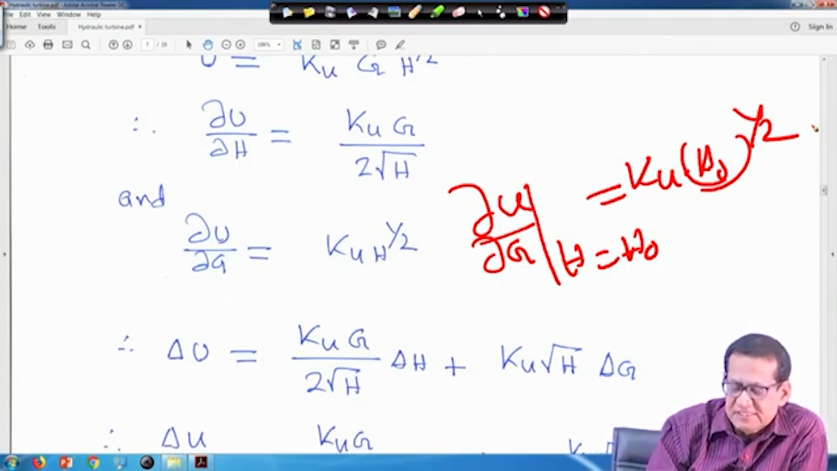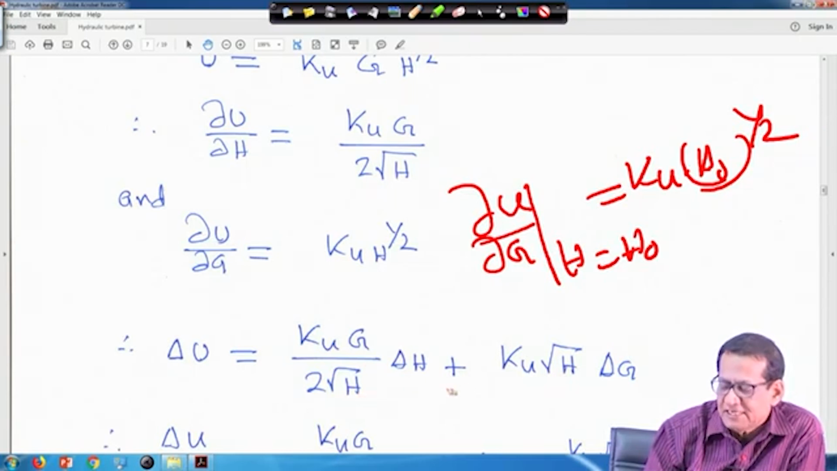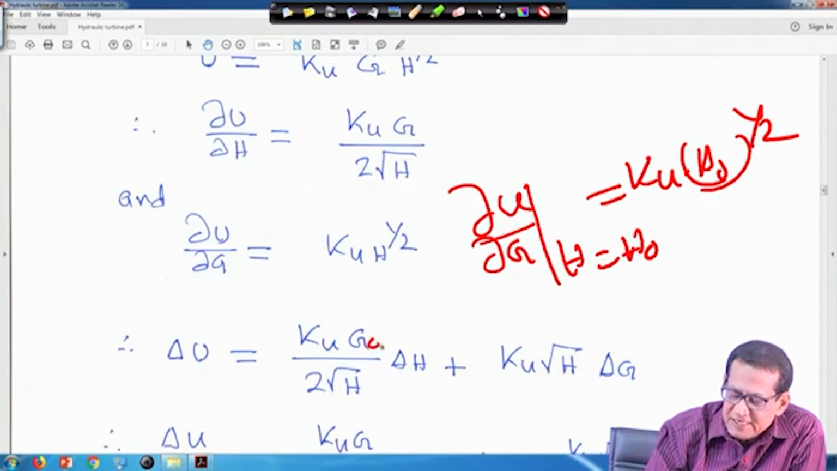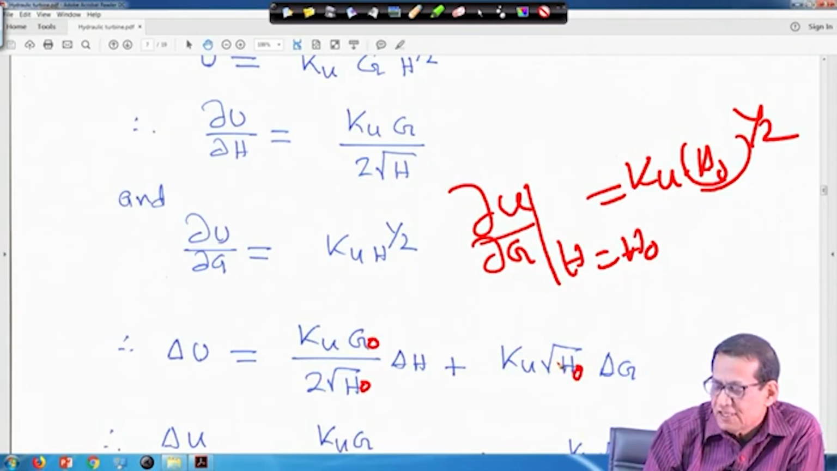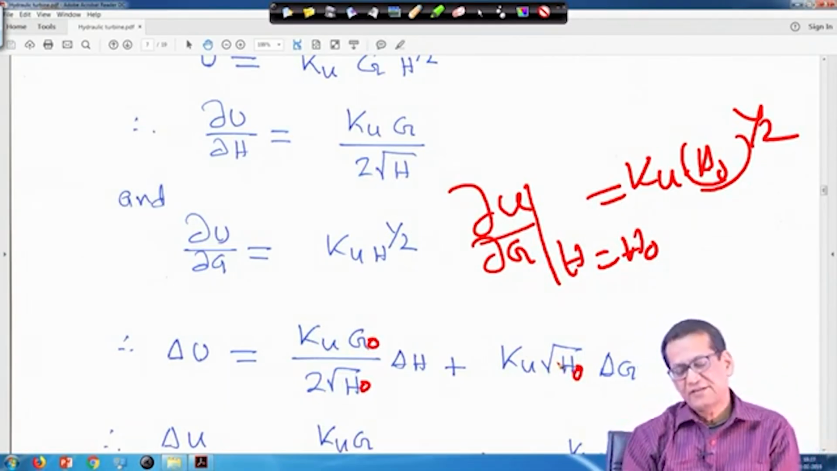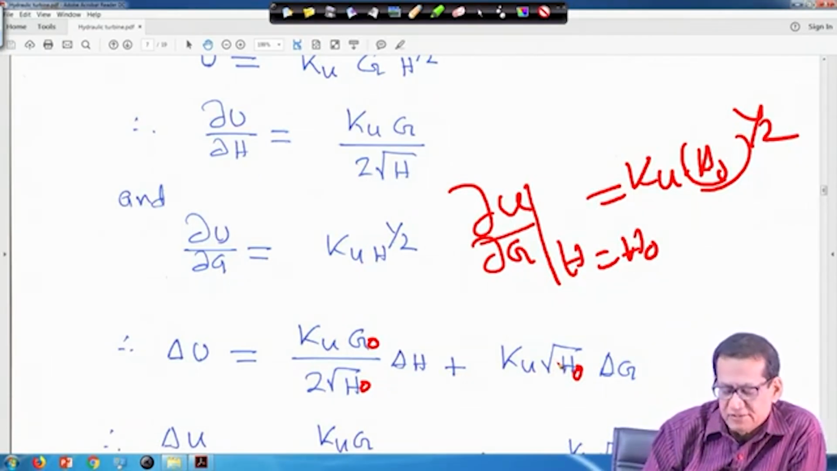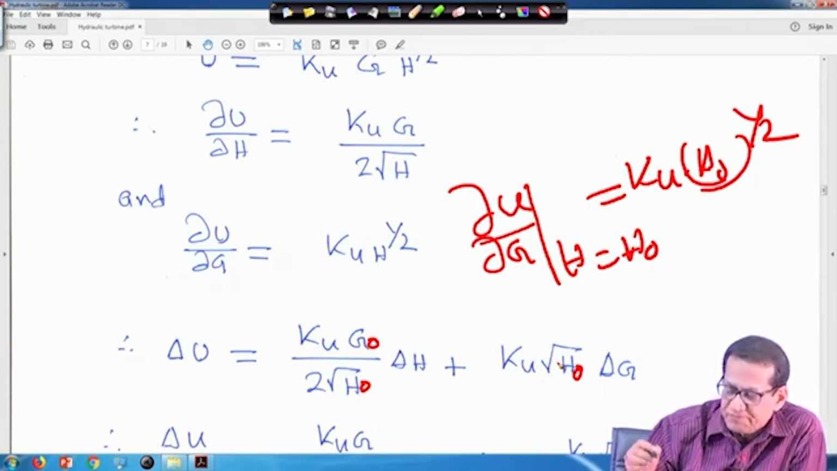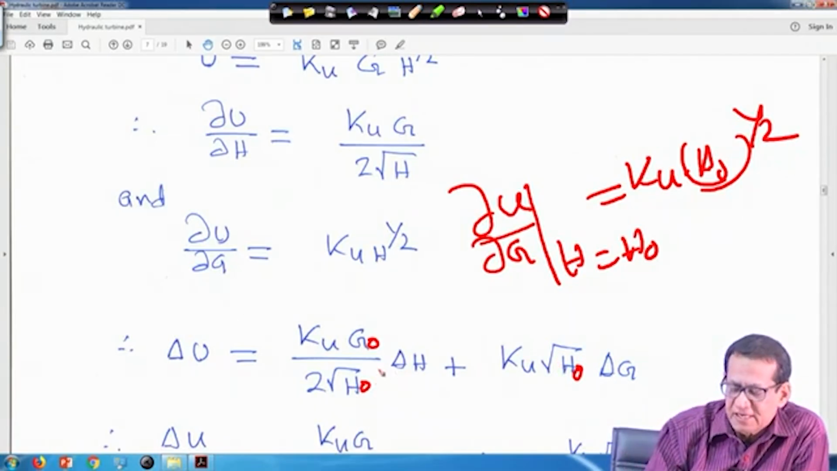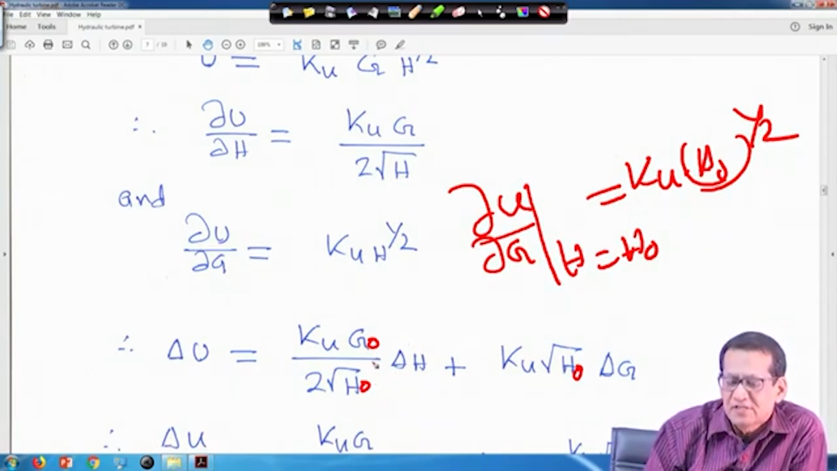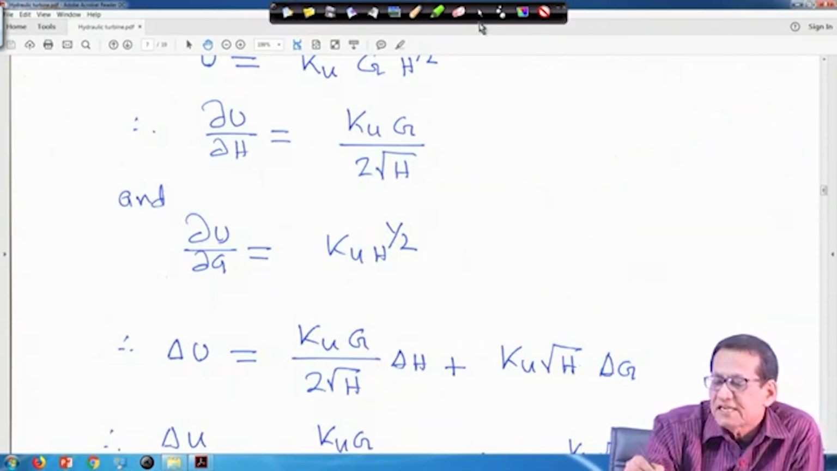Therefore, this delta u is equal to, as I have directly written, ku g0 upon 2 root h0 delta h plus ku root over h0 delta g, right, because the initial values were h0 and g0. Therefore, this is understandable. Here I actually wrote it directly, but I thought I would tell you this way. So, now I am clearing it, right.